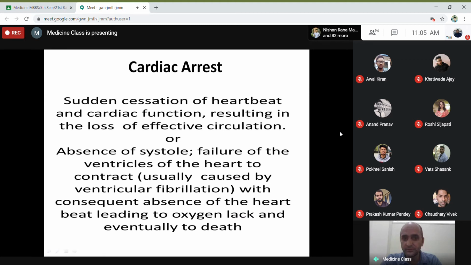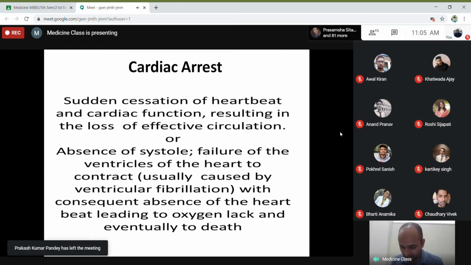So it is a sudden onset, and there is a loss of cardiac activity. When there is a loss of cardiac activity, then there is no pulse, and if there is no pulse, then you may start CPR, cardiopulmonary resuscitation.